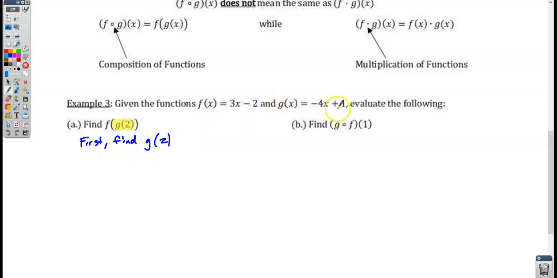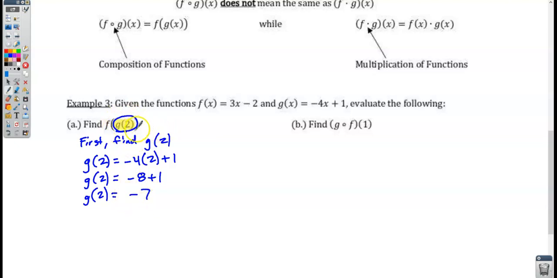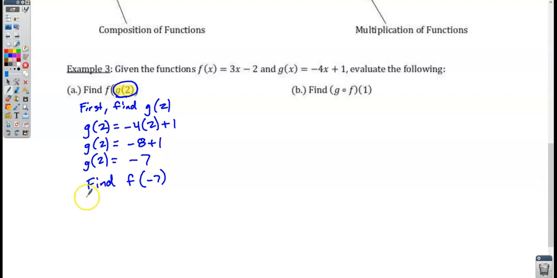So first we're going to find g of 2 here. So we're going to take our function for g and substitute 2 in there. And that's equal to negative 8 plus 1. And so g of 2 is equal to negative 7. All right. That means now we're going to replace this g of 2 right here with a negative 7. So our next task is going to be to find f of negative 7, and we're going to calculate the value of f of negative 7.